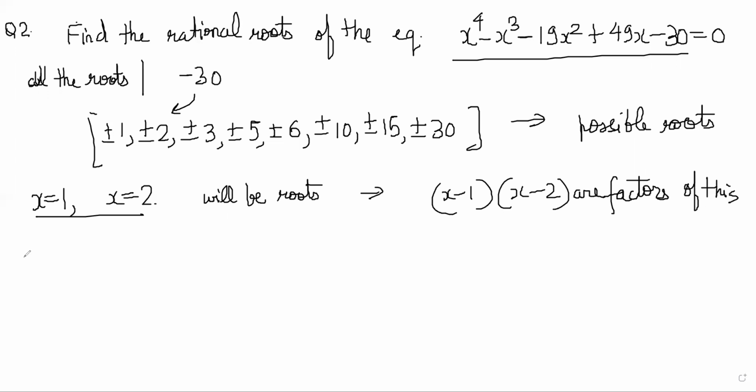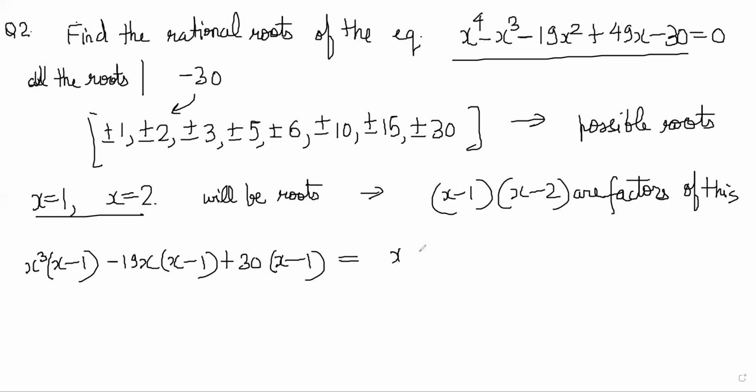So we can quickly factorize this now. We can say x cube times x minus 1, right? Or I'll actually do it in a different way. I'll just say x cube times x minus 1, minus x cube plus x, plus I need a minus 19x square. So I'll do minus 19x times x minus 1. I have a plus 19x, so I need to do plus 30 times x minus 1. Notice that this is a factorization. It becomes x to the 4 minus x cube minus 19x square plus 19x plus 30x minus 30. So I'll take this out and it becomes x cube minus 19x plus 30.